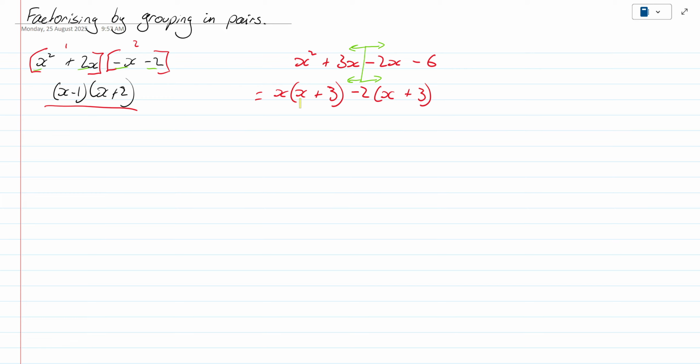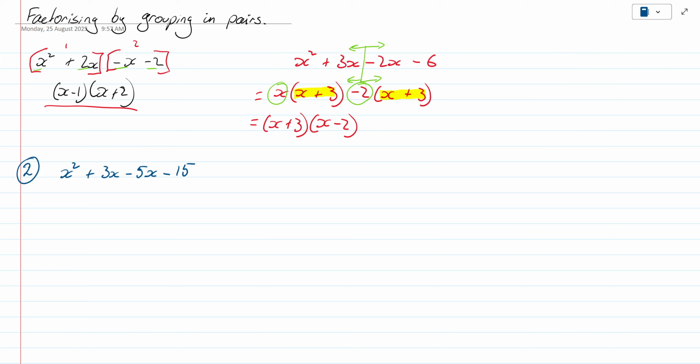And then what we're looking for is, are these two binomials the same? If they are the same, then we take it out. That's the common binomial factor. So we take it out. We only write it down once, x plus 3. And then we grab what's left over, what's not in the brackets. We have an x and we have a minus 2. And we group that as our second binomial in the brackets. And there's our factorization of the four terms using the method of grouping in pairs.